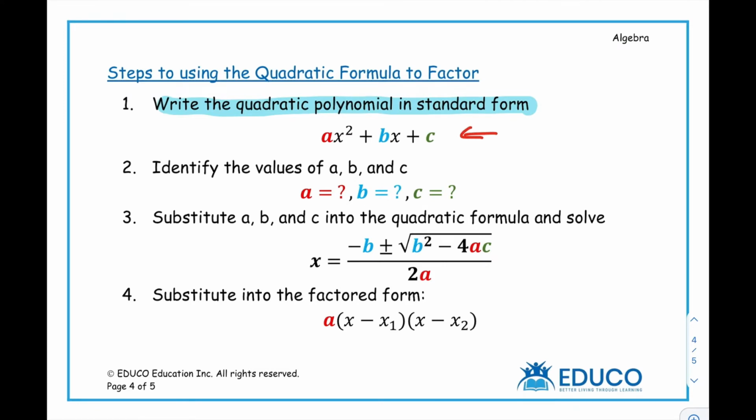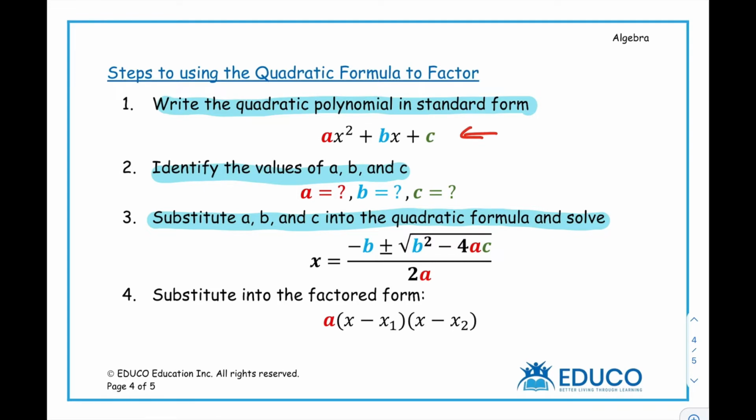Because a constant is really just, you can rewrite that as x to the 0, right? So it really has an exponent of 0. Anything to the power of 0 is equal to 1. And then we're going to identify the values of a, b, and c. Once we write the polynomial in this standard form, we can identify and read off the values of a, b, and c directly from that polynomial. And then, once we have those values, we can substitute them into the quadratic formula and solve for x.